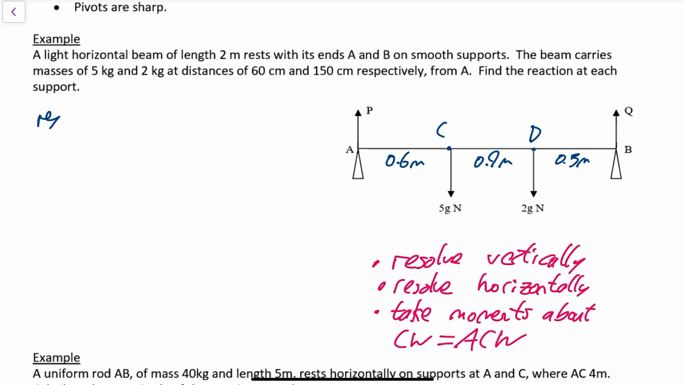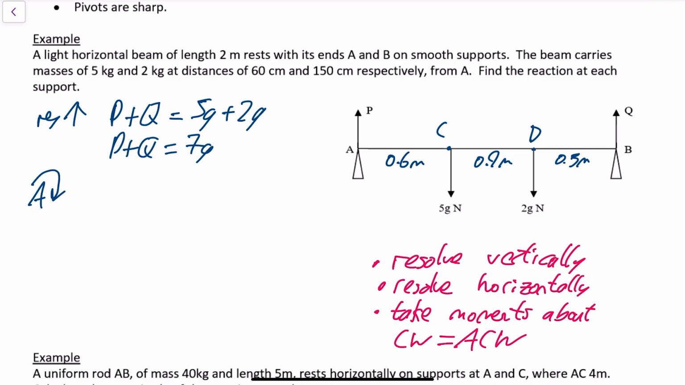We're going to do the easiest one first, resolve vertically. So I'm just going to make my forces up, which are P and Q, equal my forces down. And the forces down, I've got 5G plus 2G. So I'm just going to say that's P plus Q equals 7G.